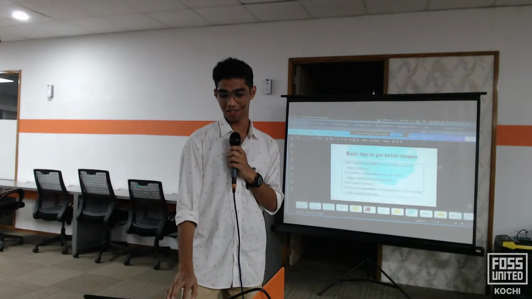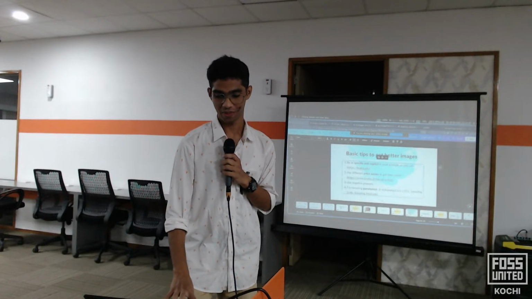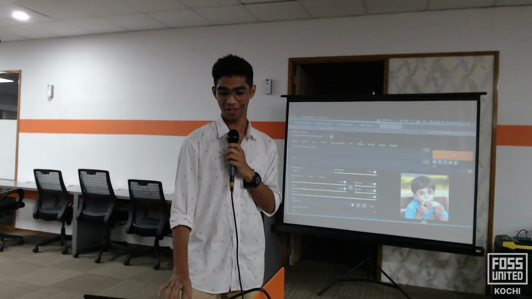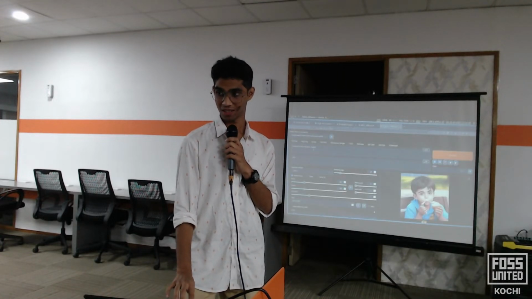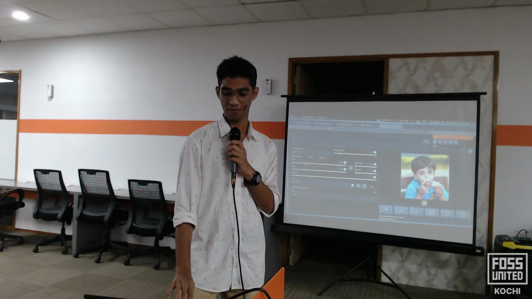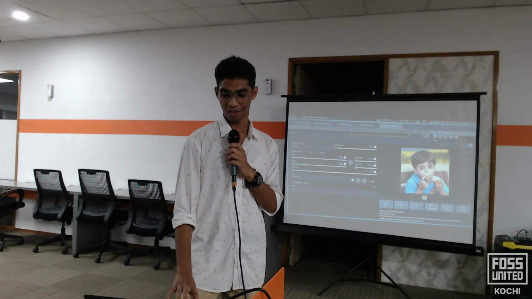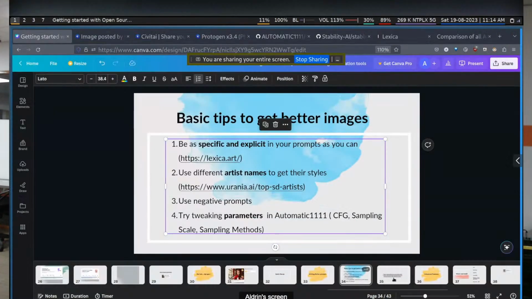And then finally, tweaking the parameters in the main UI. I've kept it for the last one because you can get a lot of it just by changing the model and then just by adjusting the prompt. In the end, if you still want to make different variations, try tweaking the CFG scale, then the sampling method, sampling steps, etc. Okay, so these are the main 4 tips to get better images.